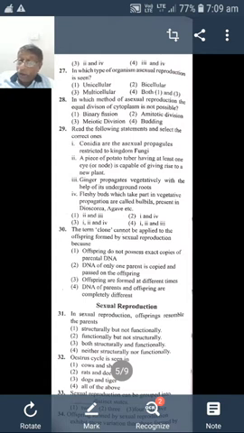Answer is fourth. That's the answer. Next, 27th question. In which type of organism asexual reproduction is seen?